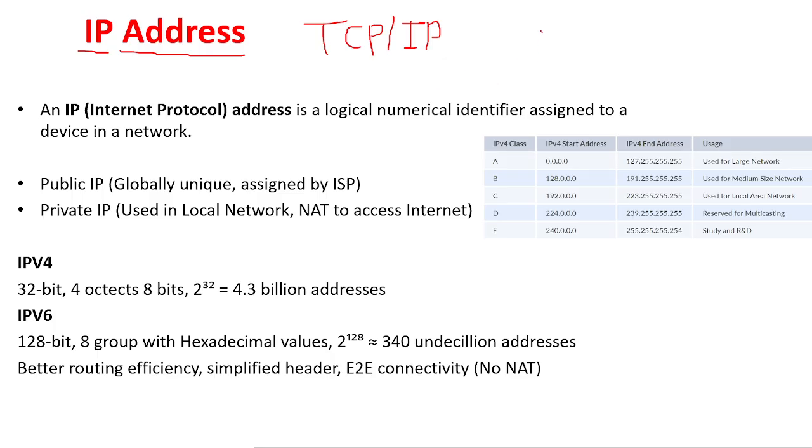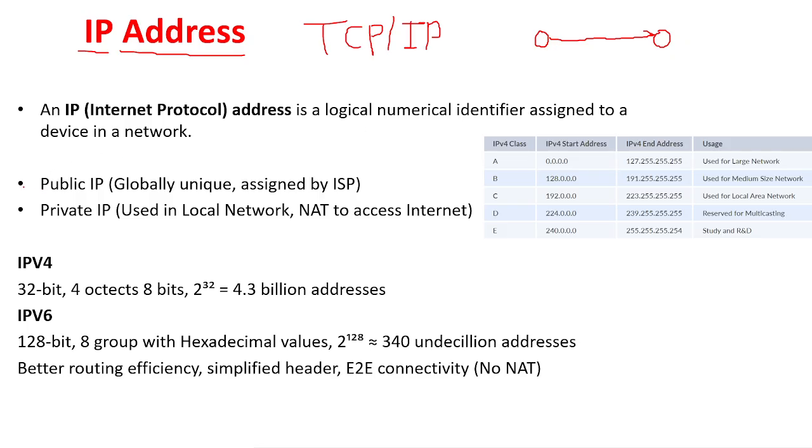So, if we mean any device, that can be a mobile, a computer, switches, anything which is uniquely identified in a network, which can route the information, send or receive the information, are called as nodes. So as to identify those nodes, we need an IP.